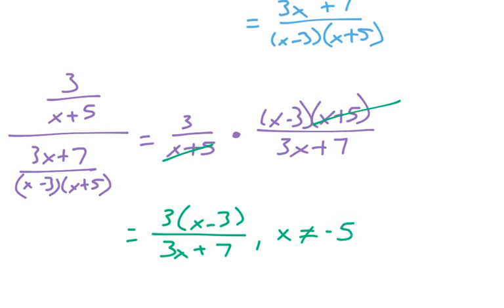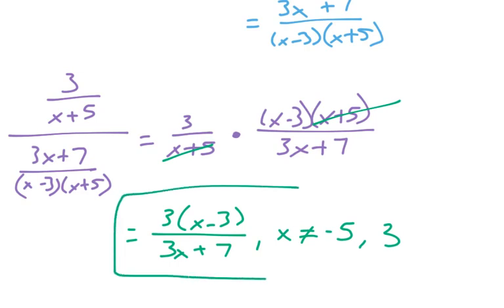Negative 5. But there's also one other value, this value right here. What makes x minus 3 equal to 0? Because that would throw the whole fraction off. And that value is positive 3. So x cannot be negative 5, or it cannot be positive 3 either. So this right here is our simplified answer for example number 4.